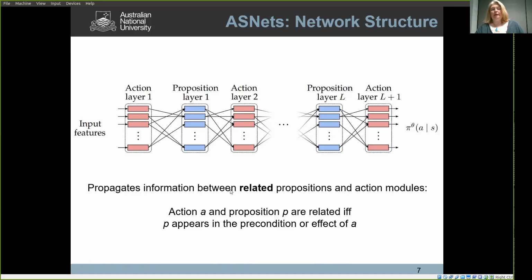We're going to say that action A and proposition P are related if and only if P appears in the precondition or effects of the action. Thanks to this relatedness relation, we're going to be able to efficiently propagate information through the network for the purpose of determining which actions should be applied in the current state. So let's have a look at what's in an action and proposition module.